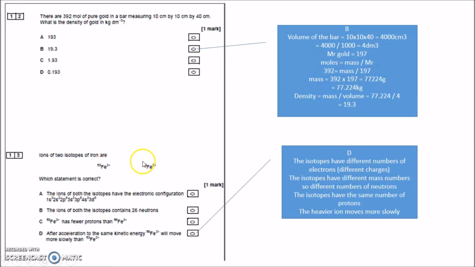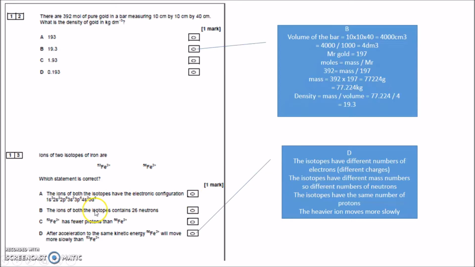Different numbers of neutrons, because the mass number is different. That's what isotopes are. They've got different numbers of neutrons, and that's why the mass numbers change, but the number of protons and electrons are the same, unless they've become ions and lost electrons. Since they're two differently charged ions, they've lost different numbers of electrons, and so the electronic configuration is not going to be the same.